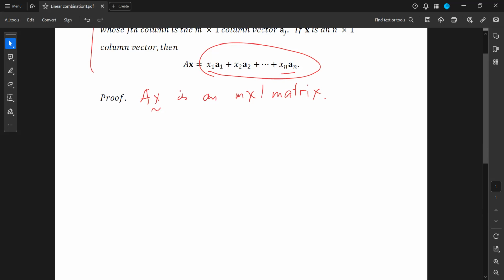So if you have two vectors of the same size, or two matrices of the same size generally, and you want to prove they are equal, then you show all the entries are equal. What can I do? Take Ax and compute its i-th entry, and show that it is equal to the i-th entry of the right hand side.